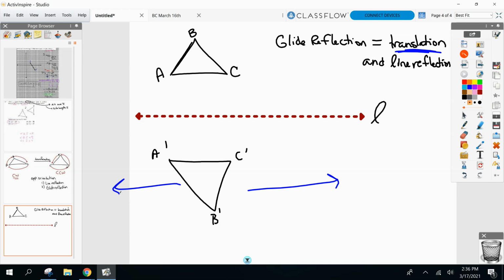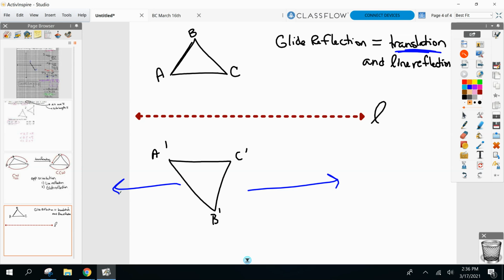And the order doesn't matter either. I could have done the sliding, the translation, first, as long as I reflected over a line that was parallel to that slide. Are glide reflections always done reflection and then translation, or is there an order? No, order doesn't matter. You could translate first, then reflect second, again just as long as whenever the slide occurred, first or second, it was parallel to the line you reflected over.